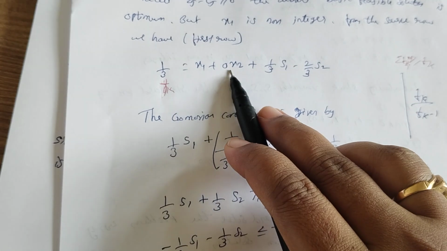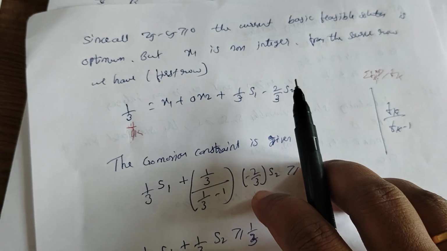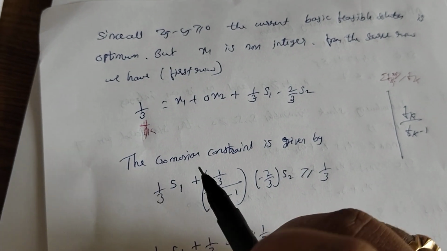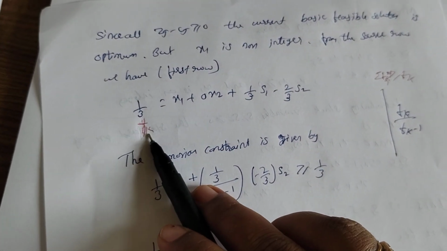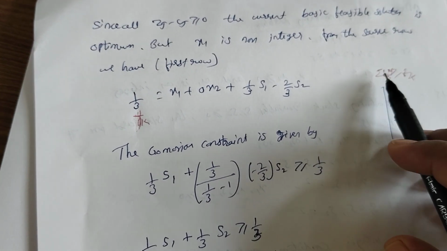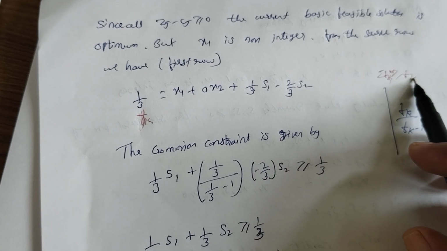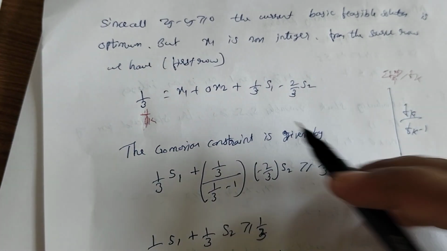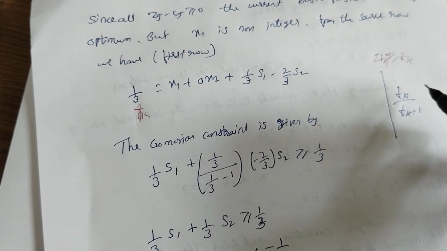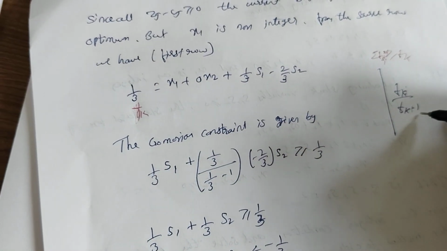1 by 3 equals x1 plus 0 into x2 plus 1 by 3 s1 minus 2 by 3 into s2. So by the condition of the Gomory constraint, in the case of mixed integer, we have to consider this element as fk. When you consider this value as fk, the summation will be represented in the general form: summation of fki into xj is greater than or equal to fk. Now the rule is we have to take the coefficient of a negative value along with fk divided by fk minus 1. Here the negative coefficient is minus 2 by 3. For this you have to take the fraction as fk divided by fk minus 1.